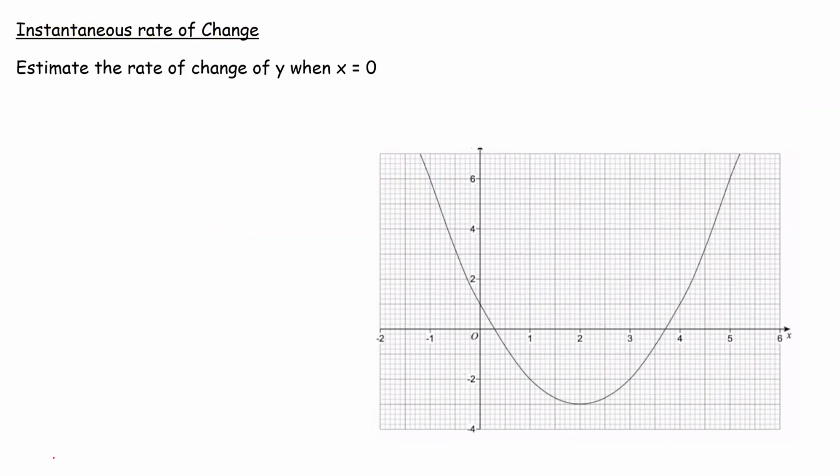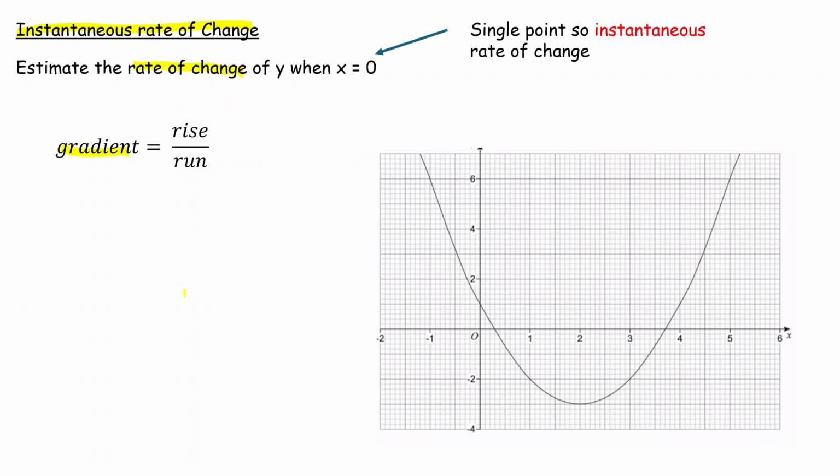Okay, this time we're looking at instantaneous rate of change, which is a bit more tricky, but nothing that we can't handle. So estimate the rate of change of y when x is equal to 0. So it's just saying, right, first of all, again, rate of change is just talking about finding the gradient. That's what it really means, okay? And it's just given us x equals 0, which is a single point. So we are definitely talking about instantaneous, a single point rate of change.